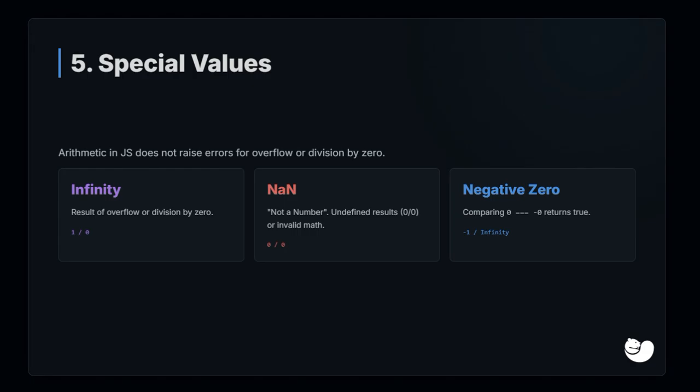There is also the concept of negative 0, which behaves like 0 in addition but can produce negative Infinity when used as a divisor. Knowing how to detect and handle these states prevents your application from displaying NaN to users.